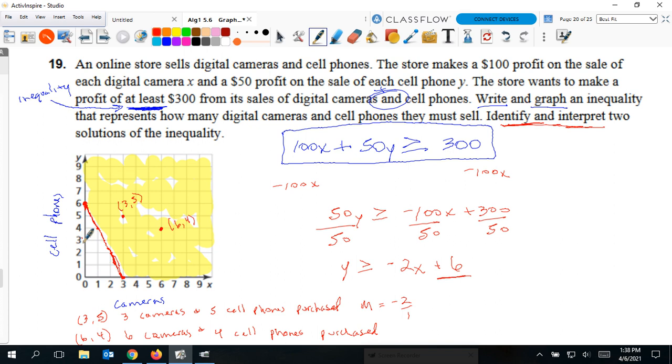If they're over here in this section, like let's say right here, 1, 2, if they're on that spot right here, then they're not going to make as much. Because if x is 1, that's going to be 1 camera, they get $100 for that. And 2 is the cell phones, they make 2 of those, so they get $100 for that. That makes them only a profit of 200, they didn't reach the 300 mark that they wanted to be at. So that's why it has to be in the shaded region.